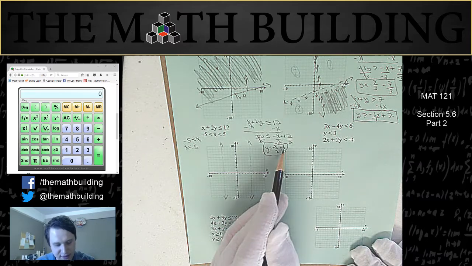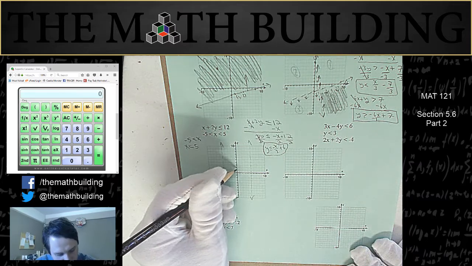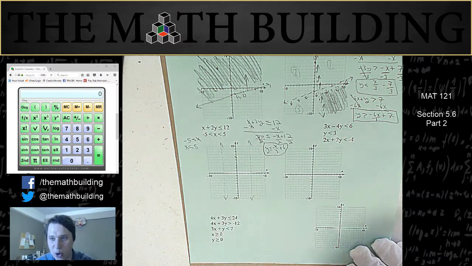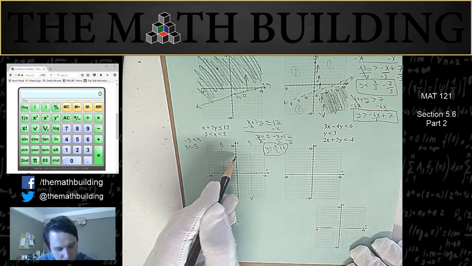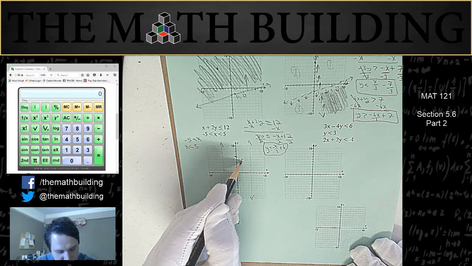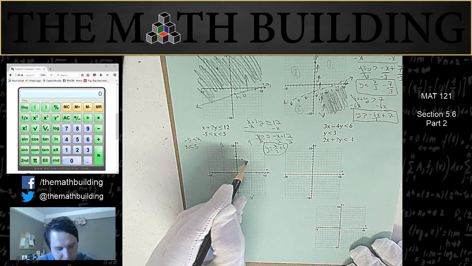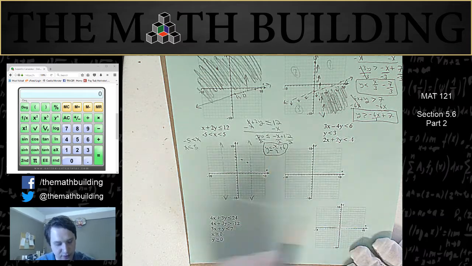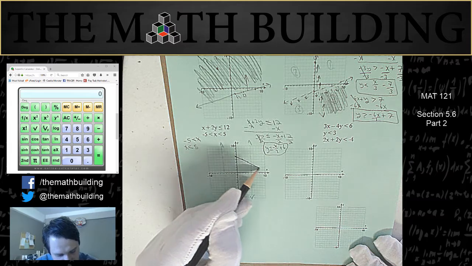So let's graph that. The intercept is plus 6, so 1, 2, 3, 4, 5, 6. And then the slope is down 1 over 2, down 1 over 2 from the intercept. I notice that this is a solid line because we have the equals here, so let's make this line solid.